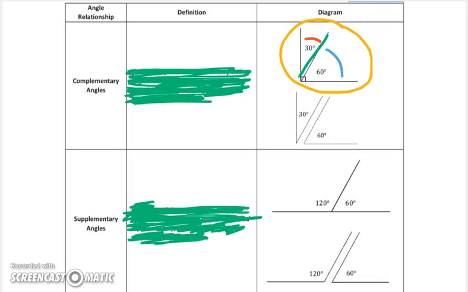And what do you notice about complementary angles here? 30 degrees and 60 degrees. What do they add up to? I hope you notice that they equal 90 degrees. Again, here's another example. Right here, 30 and 60 degrees, and again, that gives you 90 degrees. So complementary angles will always give you 90 degrees.